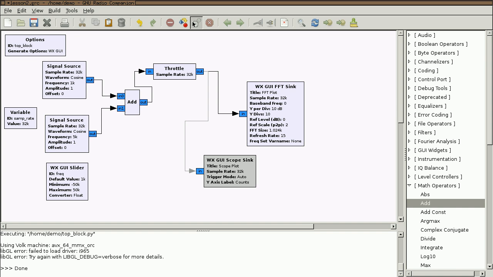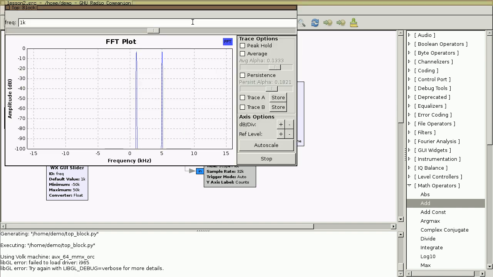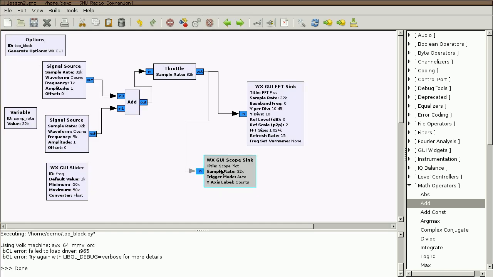Let's try this. Now we see two spikes. Now remember, the FFT is getting every individual sample added together, and it's analyzing it and telling us what the frequencies are that were present. And if I move this around, remember one of those is fixed and the other one is being controlled, and it looks basically the same as it did before, except that there's this one peak in addition to the peak that I'm controlling. I want to show you what that looks like with the scope sink.